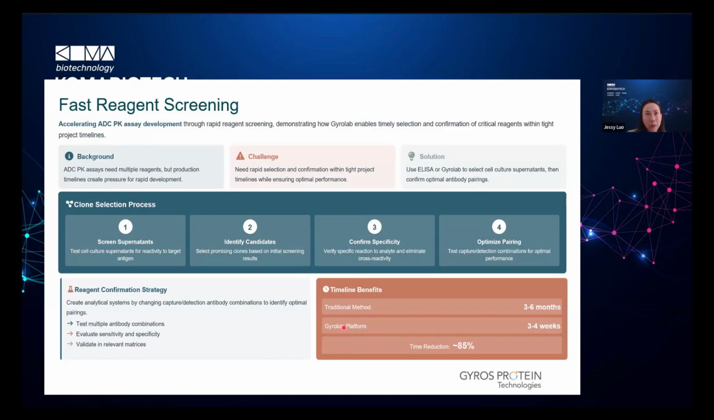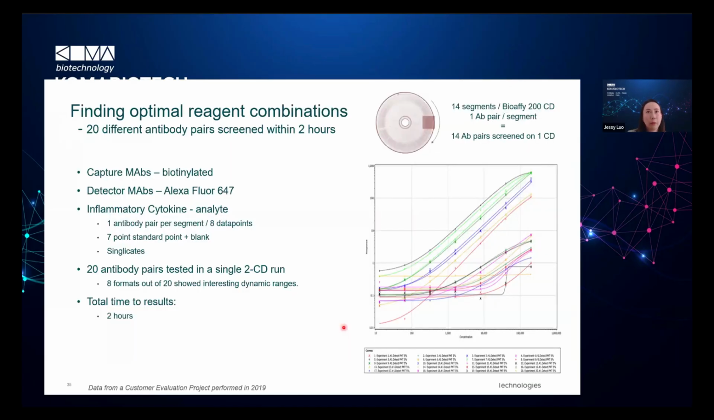Why is it quite fast? We can see from this case. On one CD, if you maximize it, there will be some different segments here. In each segment, there are 8 data points. And for these 8 data points, you can use one pair of antibodies, meaning one capture and one detection reagent. And in the other segment, you could use a different pair of reagents.